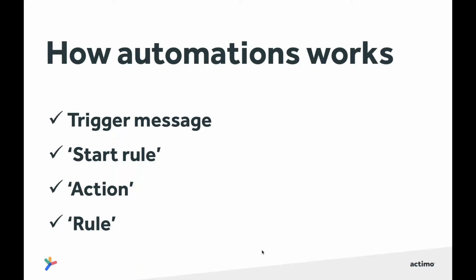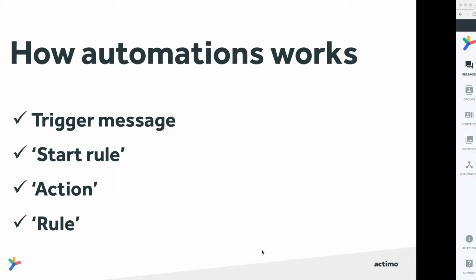On the start rule, we have action. Action is usually the next message in the line being sent, so action often equals send the next message. But before the next message is sent, it has to accommodate the rule between the first message going out and the second message going out. So here we have a rule that determines when the next message should go out. Let's jump to the platform to see how that can be done.